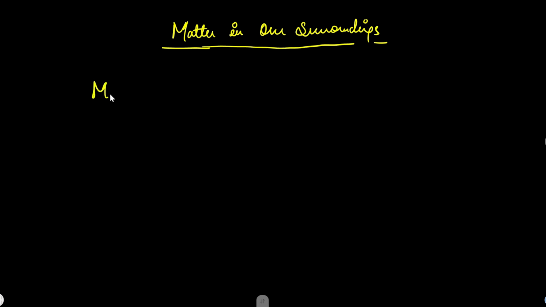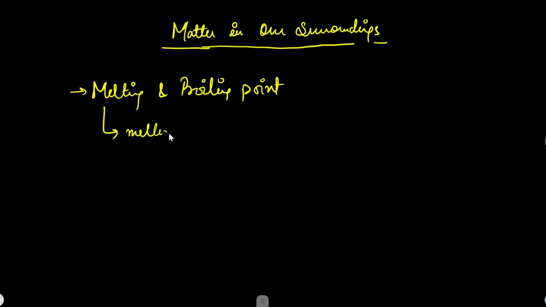The matter in our surroundings. And in this chapter, there is one topic of the melting and the boiling point. Although it's a very easy topic, it has some nitty-gritties inside it. So, we'll understand why this melting actually happens and what this melting point actually denotes.